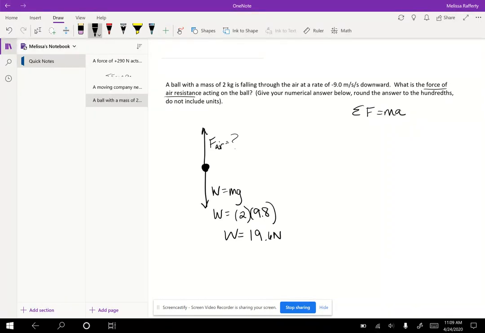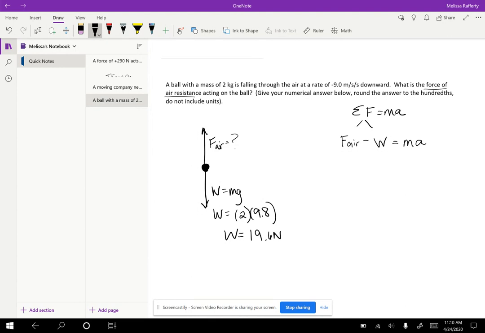So this one's a little different from the last one because you're missing one of the forces in the net force. You have mass and you have acceleration, so you need to find just air resistance. So we know that the net force is going to be air resistance minus weight because those two forces are working against each other. So the net force is air resistance minus weight, and the net force is equal to m times a.